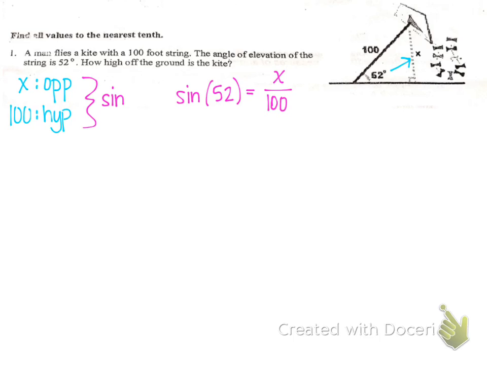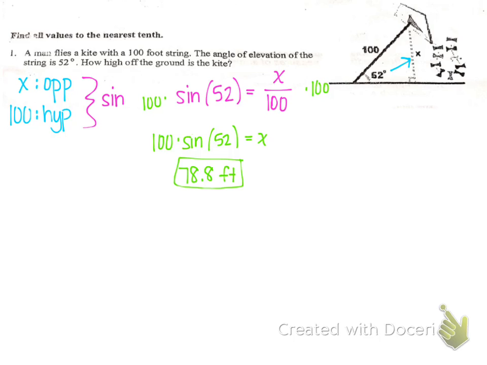Now we need to solve this equation. To solve, we multiply by 100 on both sides. So we have 100 times sine of 52 is equal to x. So if you put this in your calculator, and we're going to use one decimal place, 100 times sine of 52, make sure your mode is in degrees, and you get that x is 78.8. Now let's put the units on it. We are dealing in feet because it says foot string. So 78.8 feet. So that is how high the kite is above the ground.